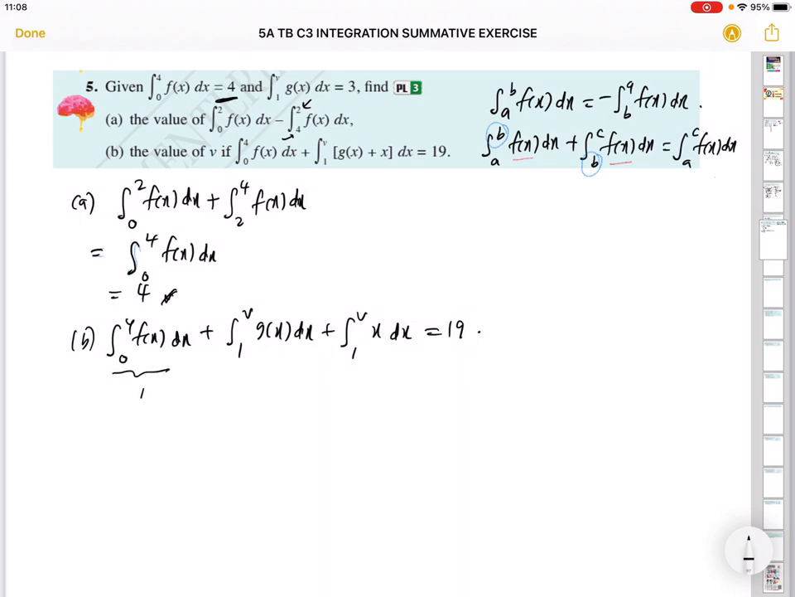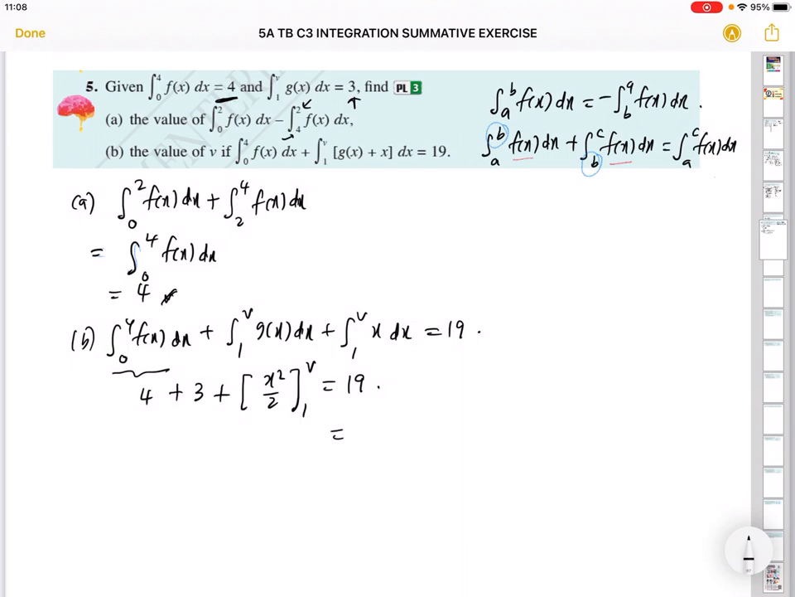1 to 4 gx dx is also given as 3, so we just add them up. For 1 to v x dx, I just integrate x squared over 2, 1 to v, and the result is 19. So I have 7 here, 19 minus 7 is now 12.